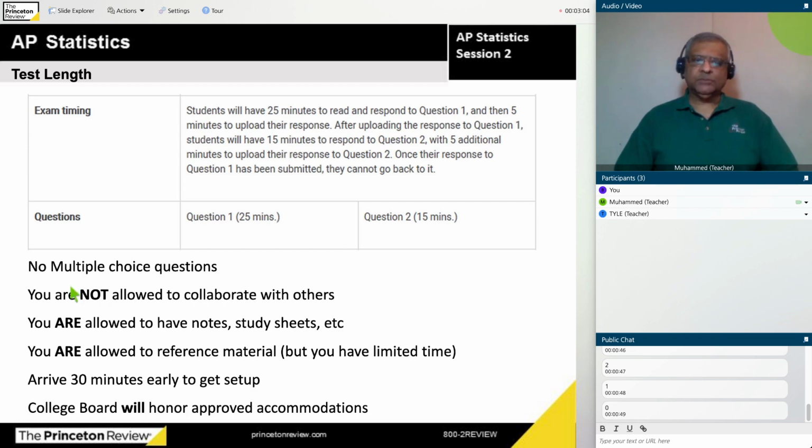Now, what does that mean? That means no multiple choice. You are not allowed to collaborate with others. You are allowed to have your notes and your study sheets. You are allowed reference material. It is recommended that you show up 30 minutes early to get set up. And if you have any testing accommodations, College Board will honor those accommodations.